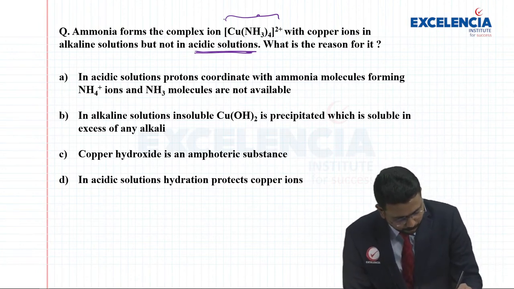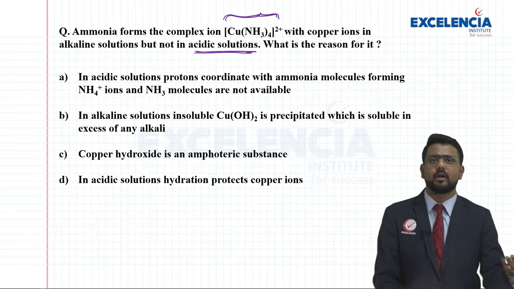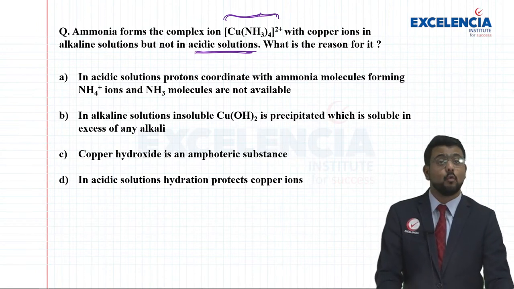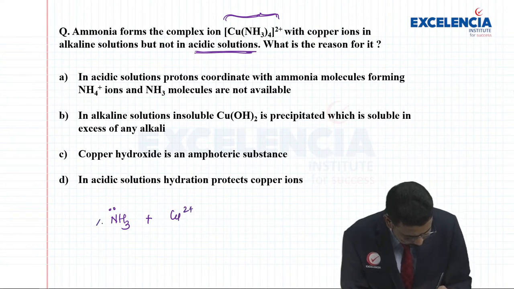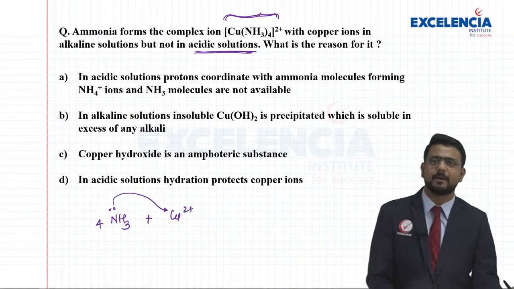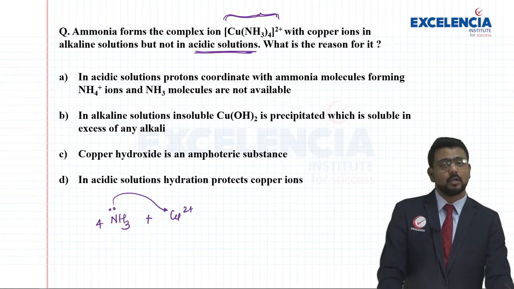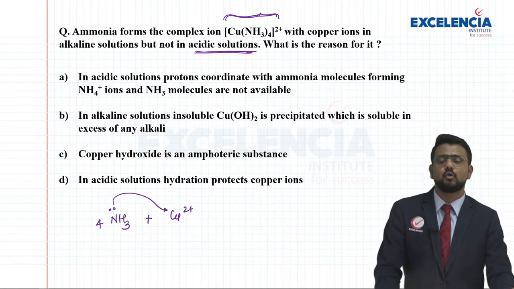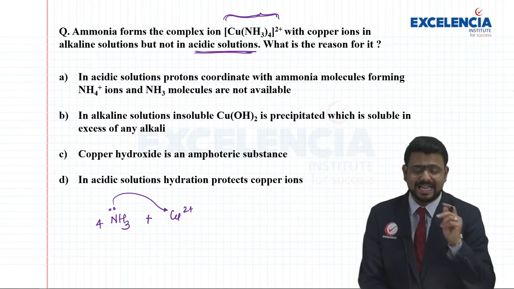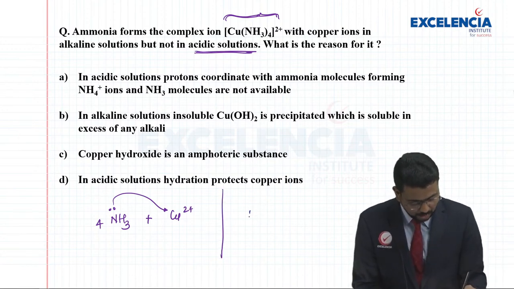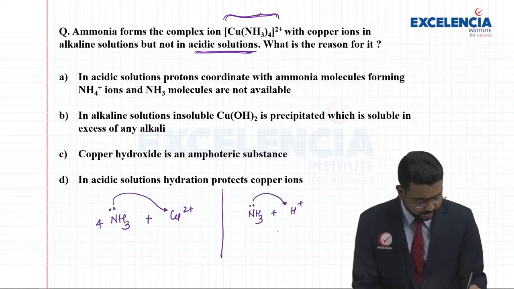Now we know that this particular compound is a coordinate entity, yes or no, coordinate complex, wherein ammonia molecule is behaving like a ligand. So when ammonia is behaving like a ligand, it is donating its lone pair of electrons to copper ions, right? And that's how the process will take place, yes or no? So the lone pair of electrons must be available to copper ions so that there will be a formation of a coordinate bond. However, if you are using the acidic medium, it may so happen that NH3 can combine with H+ ion and it will produce NH4+ ions.